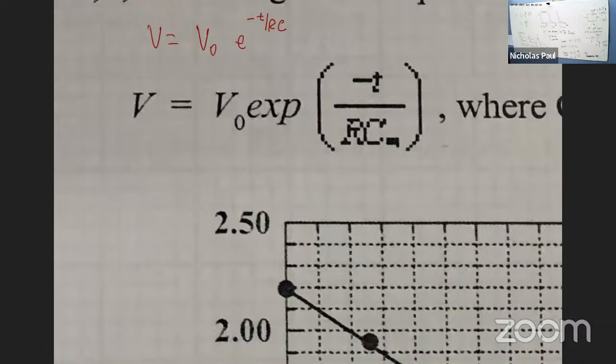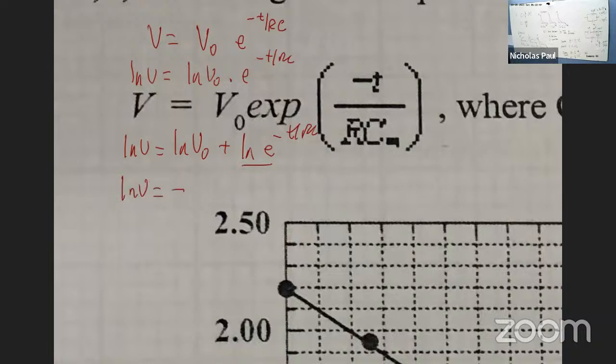Right, take ln on both sides, and you'll get ln B is equal to ln B naught e to the minus t over RC. Right, this will be ln B is equal to ln B naught, and with the multiplication you can add ln e to the minus t over RC. The ln and e cancel, and you will get ln B is equal to ln B naught minus t over RC. If I rearrange it, I'll get minus 1 on RC times t plus ln B naught.